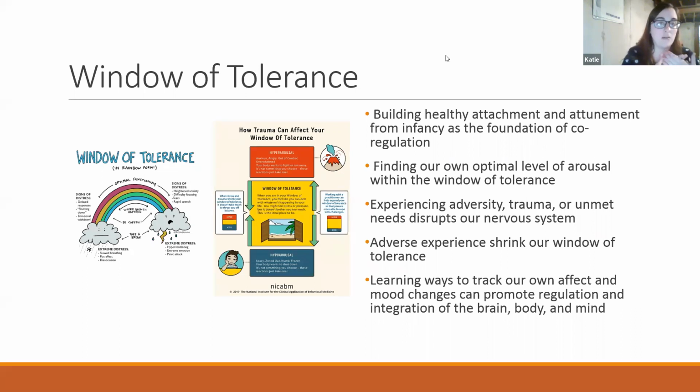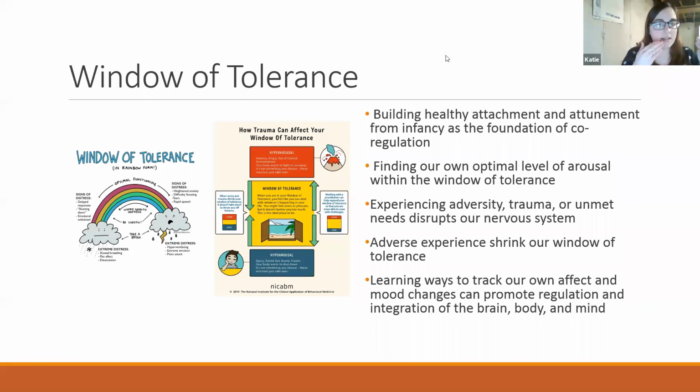This window of tolerance is developed at that early stage of being able to build a healthy attachment, and this word called attunement, from infancy. When your baby cries, a caregiver responded to it. When someone was upset, they were able to get their needs met. And this is the foundation of co-regulation. Being able to self-regulate comes from the ability to co-regulate with a caregiver.